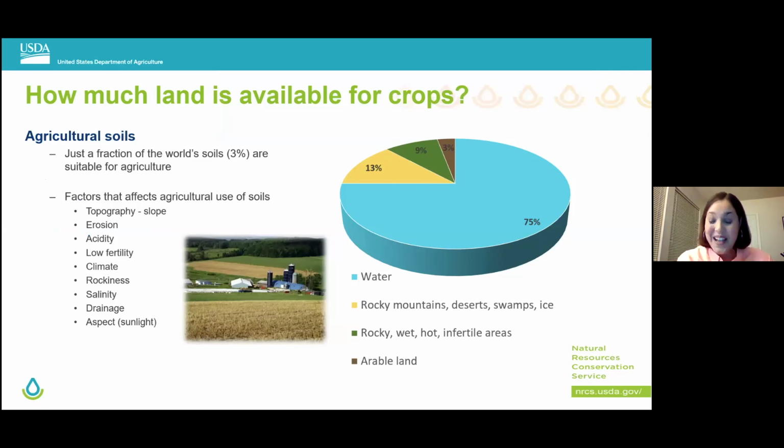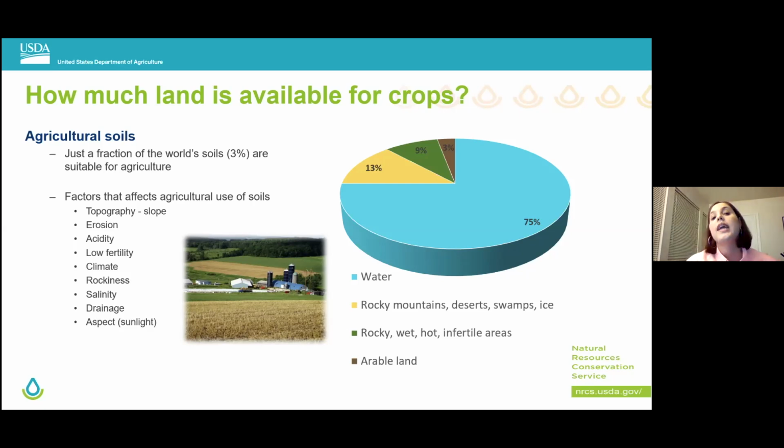Especially because of this, only 3% of the world's soils are suitable for agriculture. That is very sad. Like 75% of the planet is covered in water. And from the rest, we have like 13% is covered in rocky mountains and deserts and swamps and ice, so we can't really do much in there. We also have rocky areas or areas that are too hot or too wet. They're very infertile, so they're not good for farming. So really, what we only have is 3% of arable land.